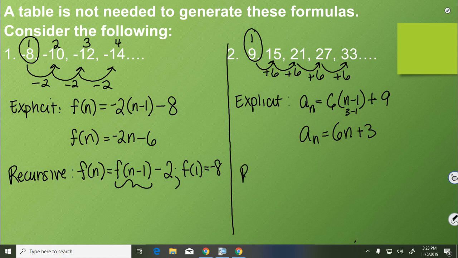Now, recursively, this would be a of n equals a of n minus 1 plus 6, where the first term is 9.